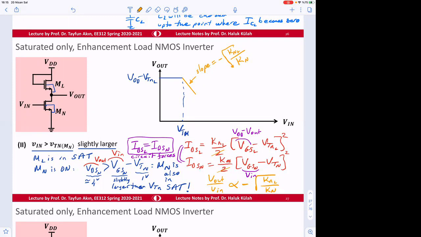Okay. Is this correct? Did I make a mistake? Or is it the other way around? It is the other way around. You see? Nobody is warning me. It is Kn divided by Kn of L.